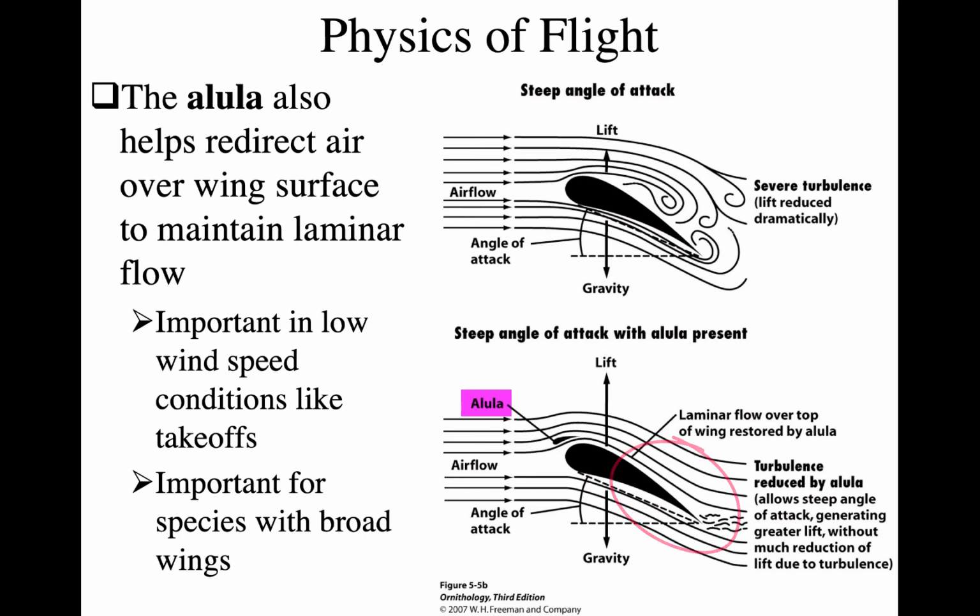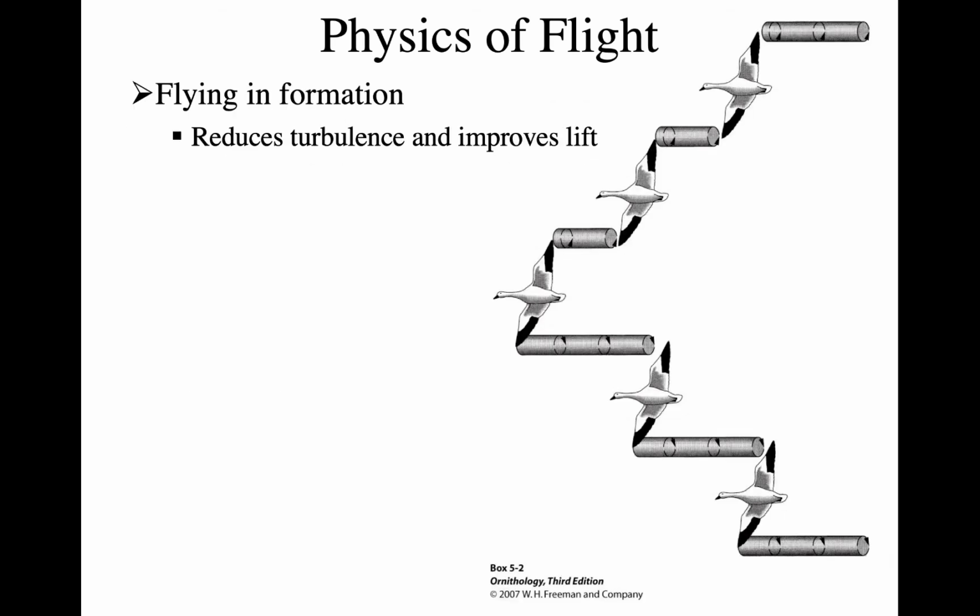So this is going to be really important for birds with broad wings that have more of a challenge of a long distance of trying to keep laminar flow, particularly if they're flying in areas where there's low wind. It's easier to keep laminar flow if you have a lot of fast wind going over the wing. Slow wind is a problem, and also for slow flight this can be a problem. So the alula can really be a big help in this regard.